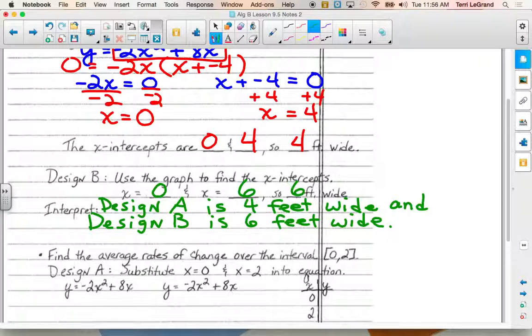Then we're gonna say that design B is, why? And since we already gave the numbers in here, we can leave out exactly how much. We're gonna say design B is wider.